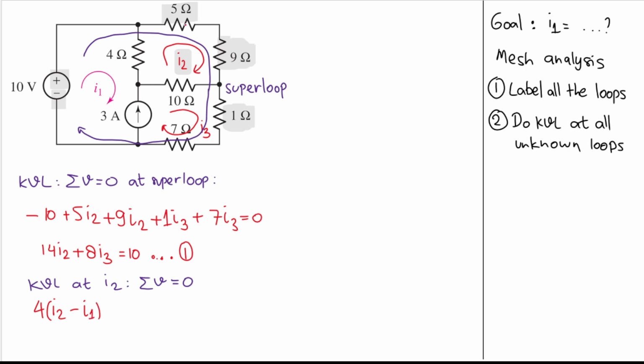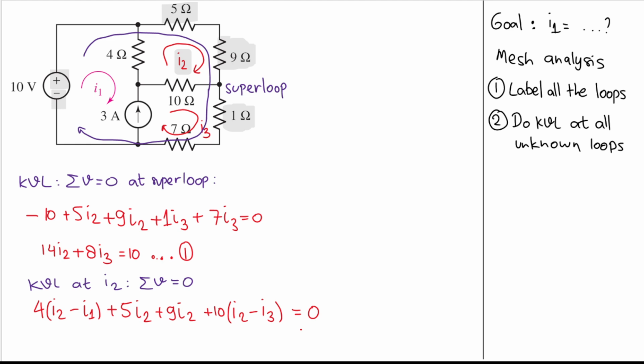Good. And then we will have 5 and 9. So we will have plus 5. The only current that passes through it is I2. And then plus 9, and also the current that passes through it is only I2. Good. And finally, we will have this 10 ohm here. So we will have 10. And here I2 is flowing there, I3 is flowing there. So we will have I2 minus I3. Good. All of that will equal 0.